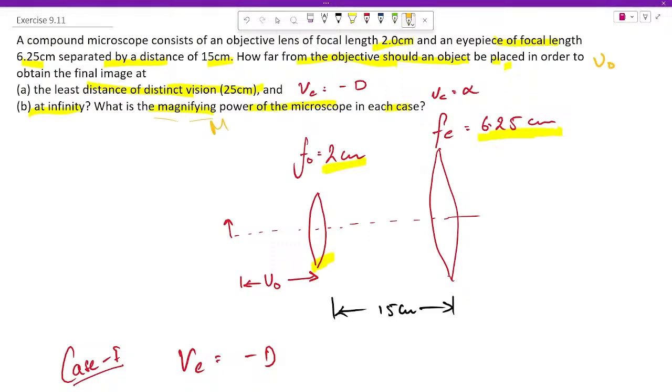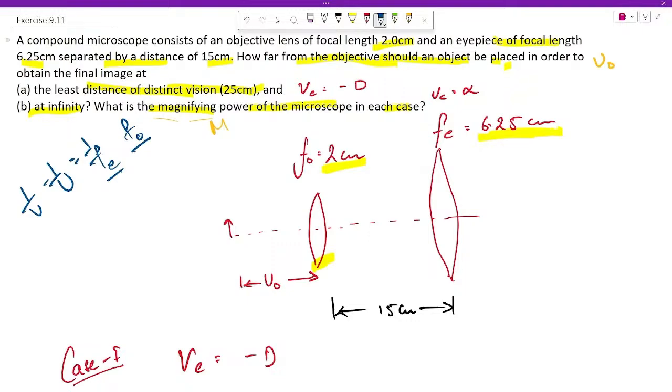Now we will use two formulas in this question. The first is the lens formula, 1 by v minus 1 by u equals 1 by f. Here I have represented f_e and f_o as the focal length of the eyepiece and the objective respectively, and subsequently u and v are also represented with the subscripts e and o, e for the eyepiece and o for the objective. Now let us move towards the first case where the image is forming at the least distance of distinct vision, that is 25 centimeter.